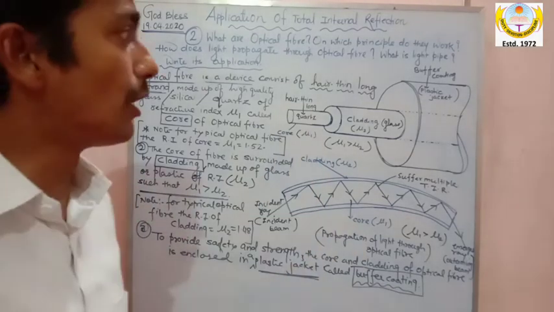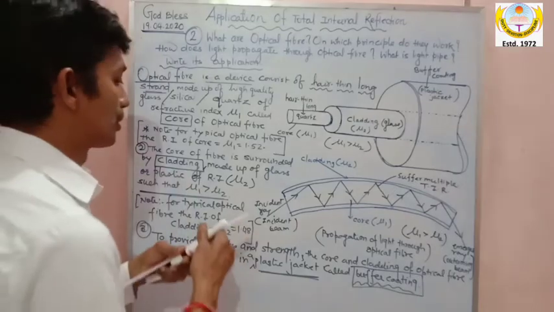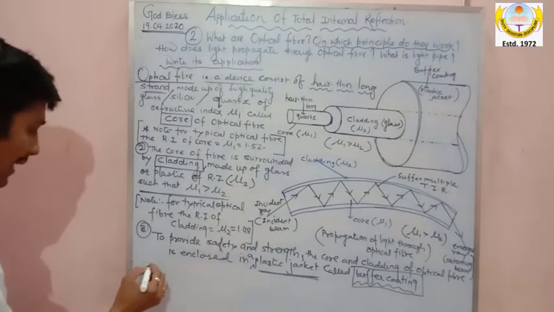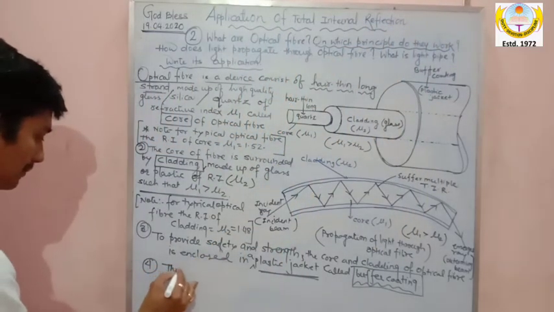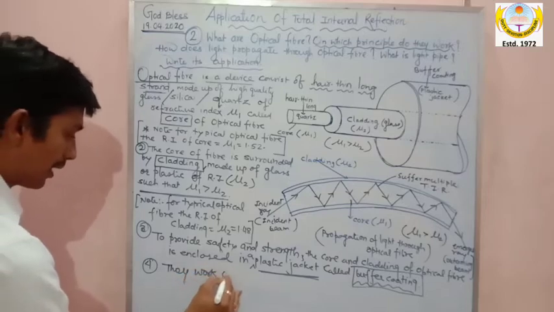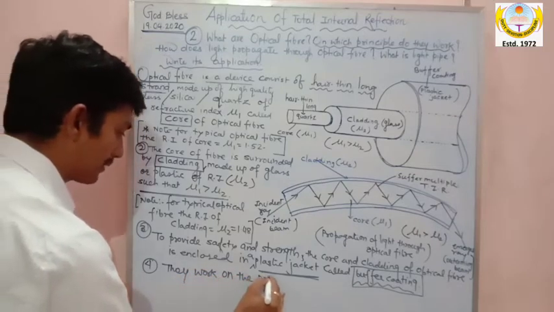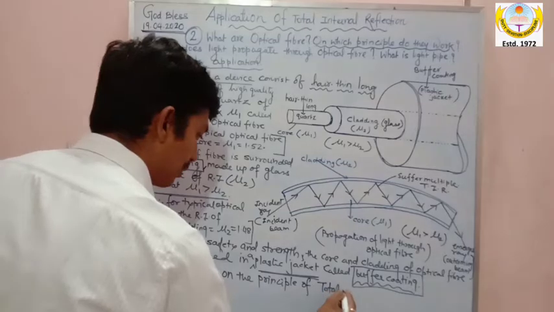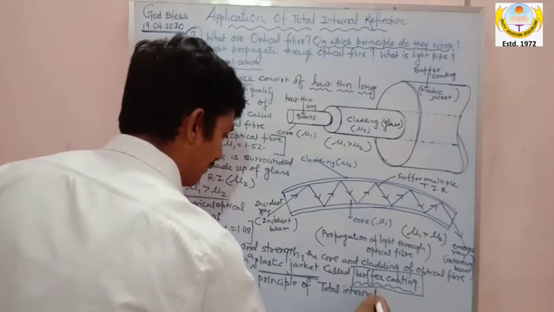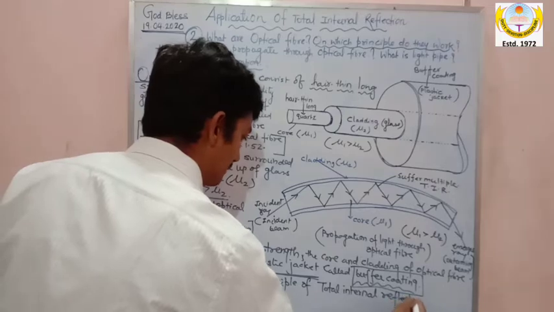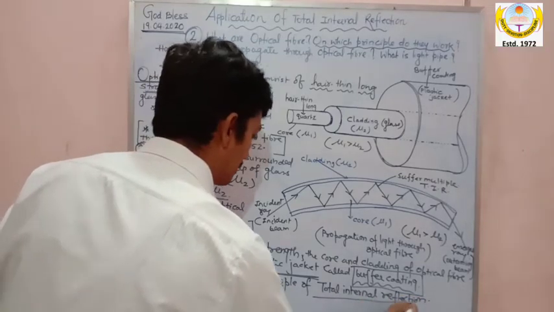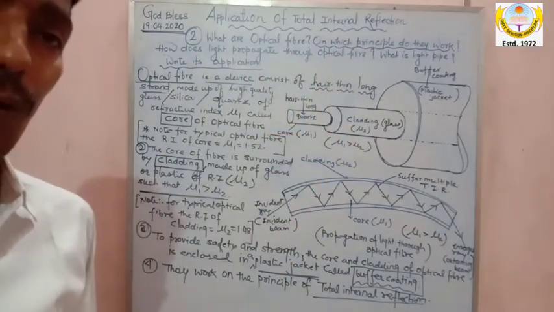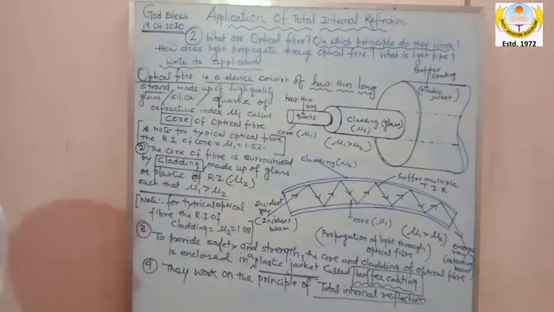Now let's go on to the principle on which they work. The next question is: on which principle do they work? A very easy answer, point number 4. They work on the principle of total internal reflection. Simple. I hope the first two parts of the question are over: what are optical fibers and on which principle do they work.